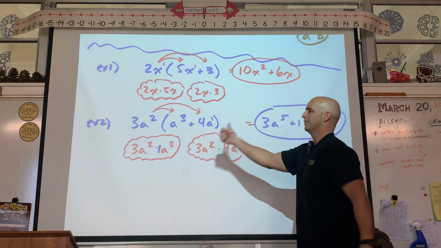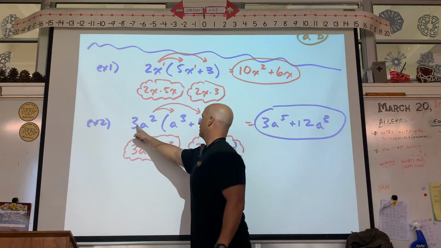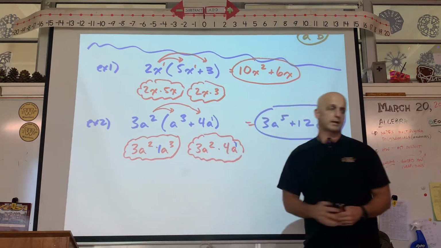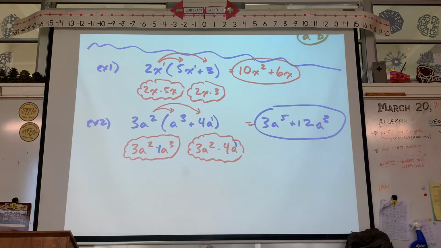That's it. Distributing straight across. Number times number. That's a ninja one right there. And letter times letter. Okay? Add up the exponents when you have the same base. Here we go. Example 3.